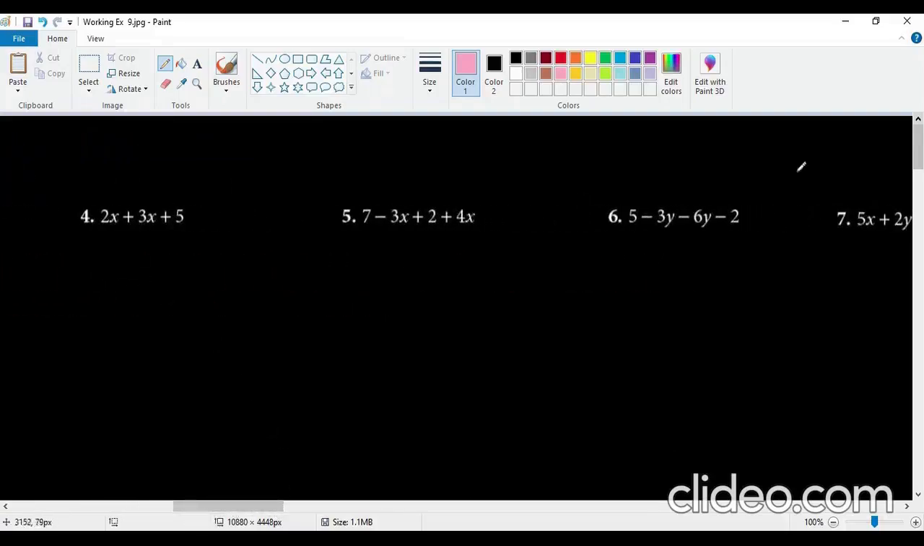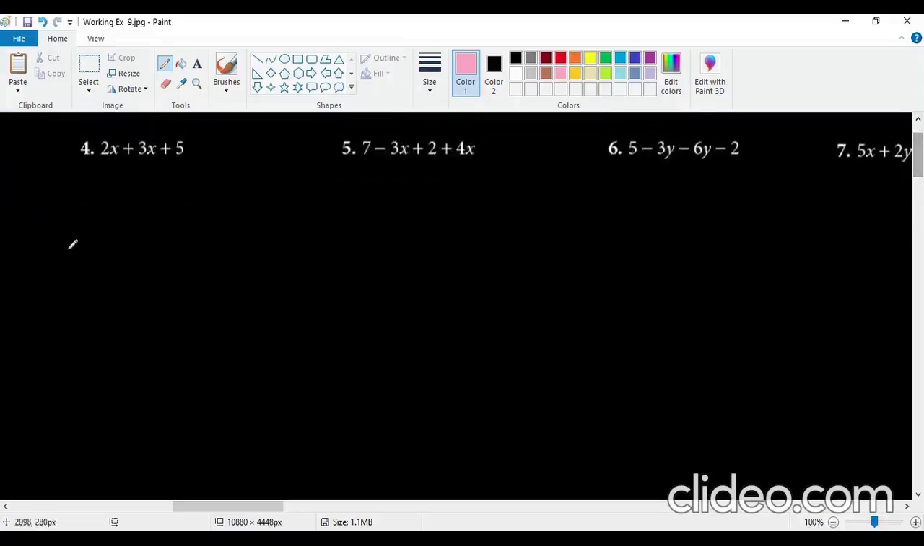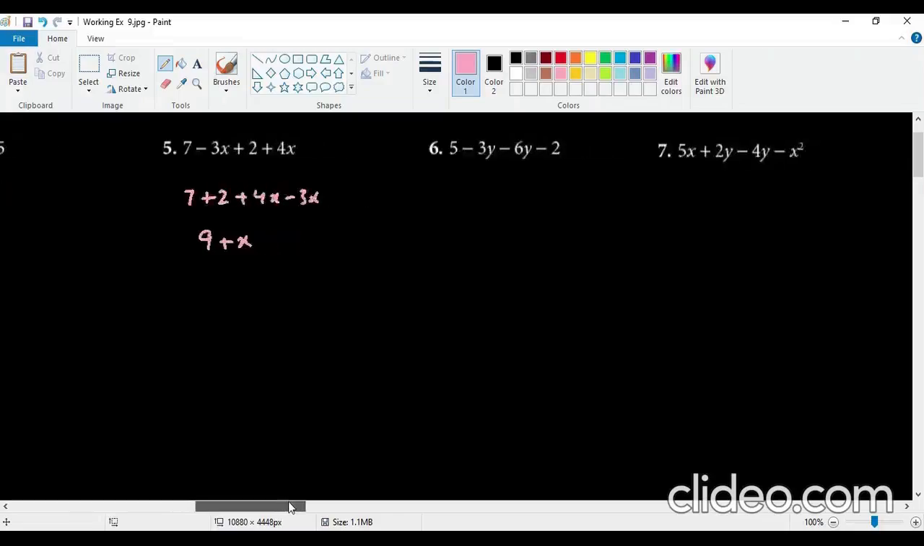In here, it says 2x plus 3x plus 5. That means 2x and 3x are going to give you 5x plus 5. Question number 5 is numbers together and x values together. So I am keeping 7 plus 2 and plus 4x minus 3x. So 7 plus 2 is going to give you a 9. 4 minus 3 is going to give you 1x. That means I will write only x here as an answer.